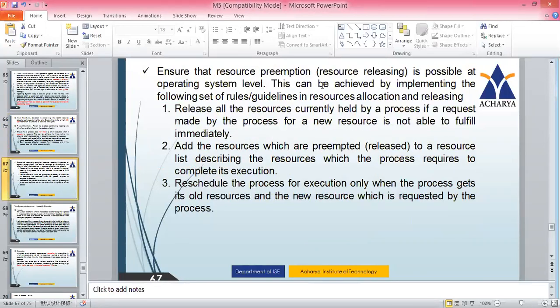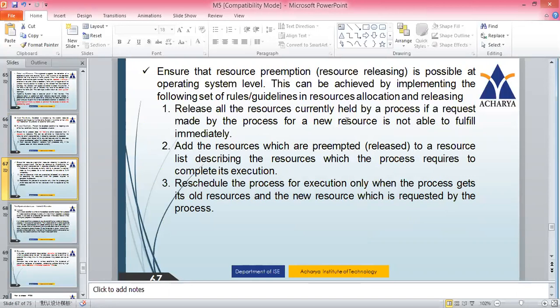Ensure that resource preemption is possible at the operating system level itself. Resource preemption means you are trying to release the resources at the operating system level. So the operating system should take the lead role here. This can be achieved by implementing the following set of rules or guidelines. So let us see what those rules are.